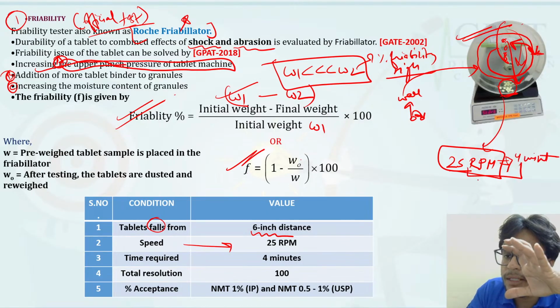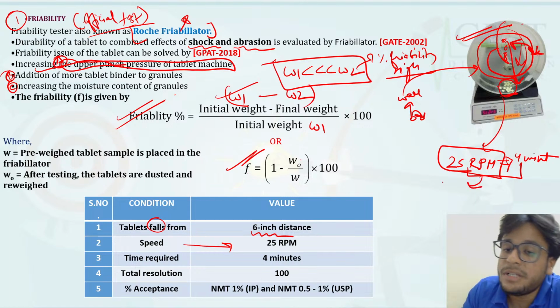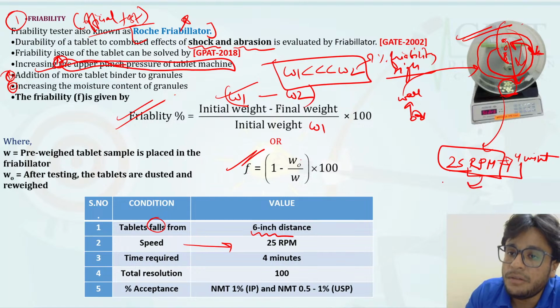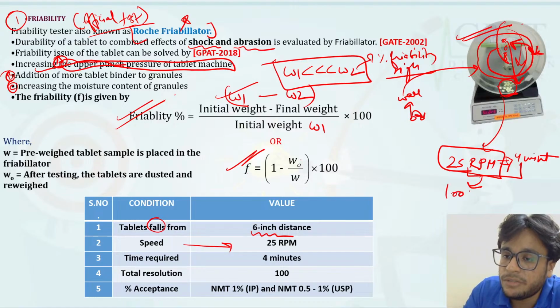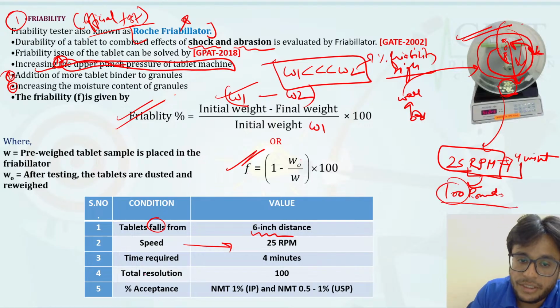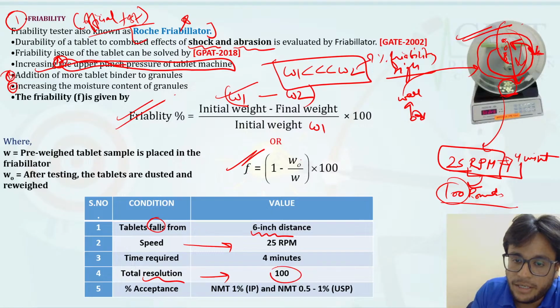The question is asked multiple times: how many revolutions will a tablet make in a friability test? The given tablets will revolve around 100 rounds in total, over a time of 4 minutes.